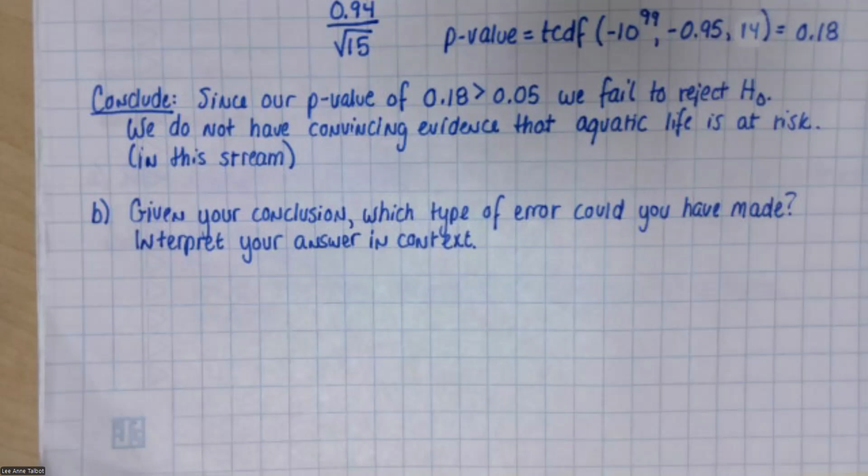Okay, this is a really great thing to review. Type 1 and type 2 errors. Which type of error could we have made in this problem? Type 2.